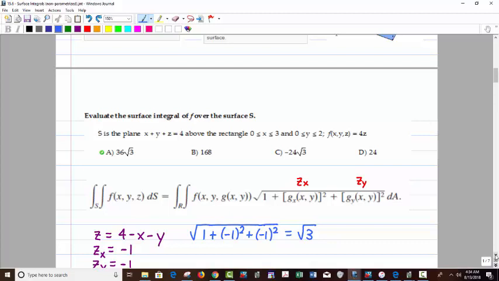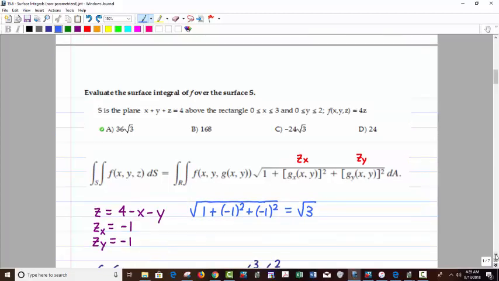So with that being said, let's look at this example where the surface is a plane, x plus y plus z equals 4, above a rectangle given as follows. And then the function is f of x, y, z equals 4z. Let's take a look at what we have to do here.